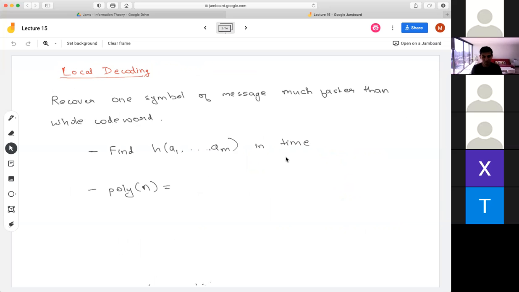And this is what is known as local decoding. So more formally, the question of local decoding is that you want to recover one symbol of the message, or even one symbol in the code word.